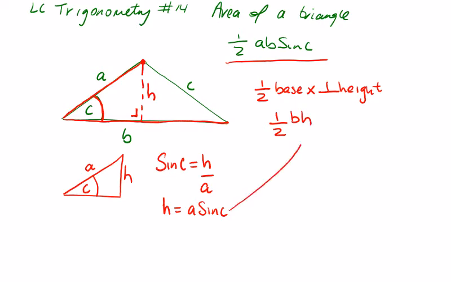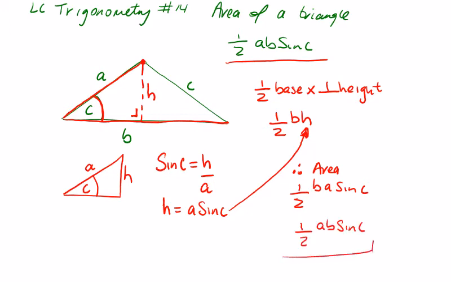Now, subbing in A sine C for H, you can see we're going to get a half B A sine C, and if we just rearrange that, half A B sine C is equal to the area of a triangle. So this is the formula that we use. All you need to remember is that the A and the B are the two sides that connect the angle. So half one side by another side by the angle in between. So let's have a look at a question in relation to this.